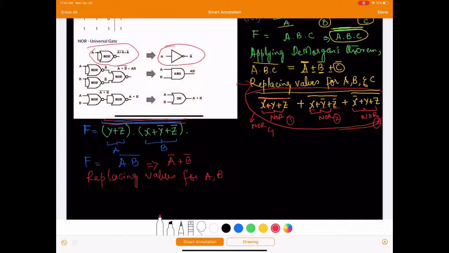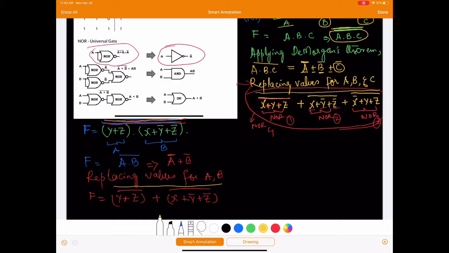So we get F equals, what was A? A was y plus z, and then we have bar on the whole thing, plus, because we have a bar here, plus B bar. What is B? B is x plus y bar plus z bar, and then I have bar on the whole thing, right? And then I'm going to put the top bar, which was right here. This top bar comes over here.